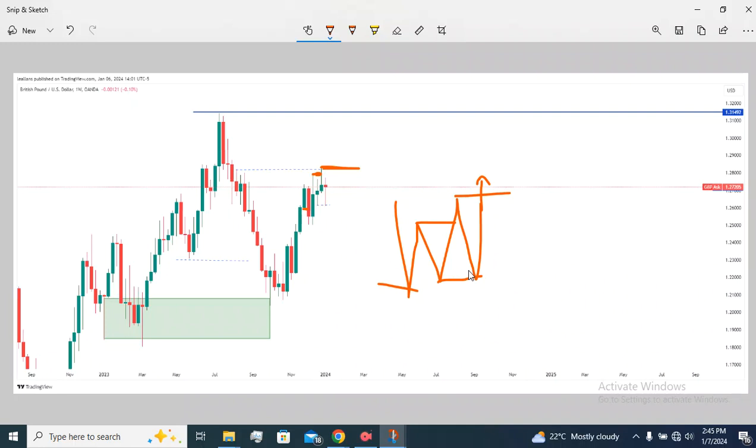Let's drop down on the lower time frame to see where we can potentially trade next week. Because next week, I will be anticipating this high to be taken. That is on the weekly time frame.